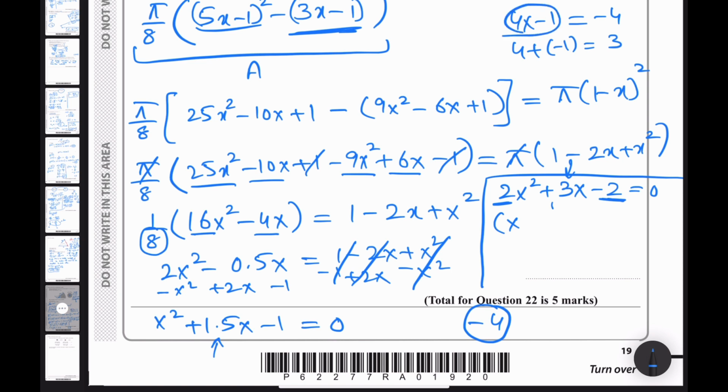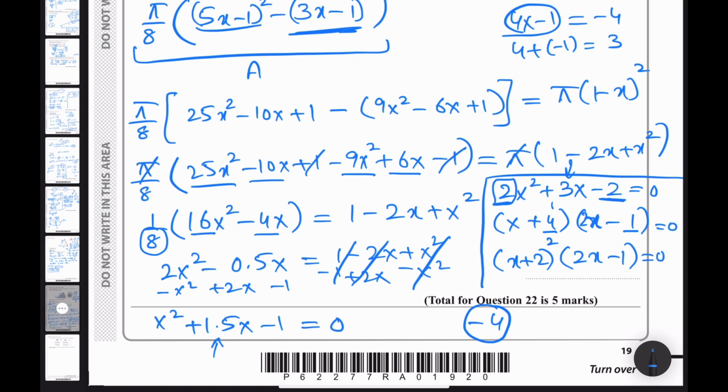So I'll write it as x plus 4 and x minus 1. Now since there's a 2 over here, I have to divide one of these terms by 2, and I have to multiply one of the two x's with 2. So I'll divide this 4 by 2 and I'll multiply the other x by 2. So it'll become x plus 2 times 2x minus 1. I'll put it equal to 0.